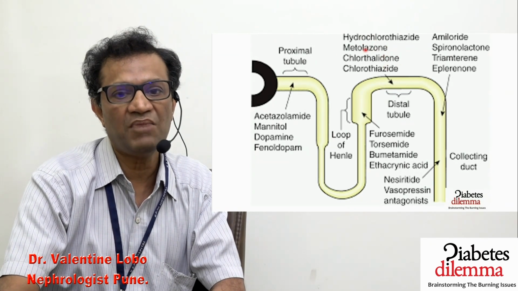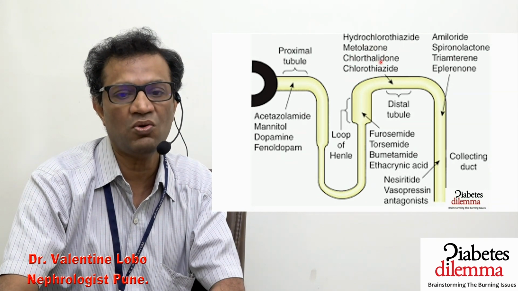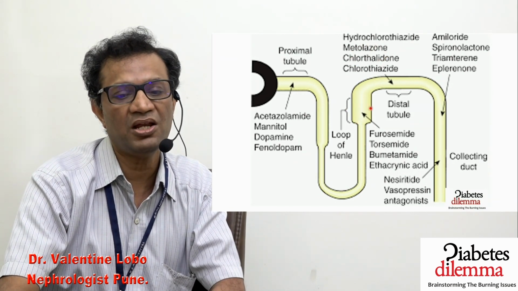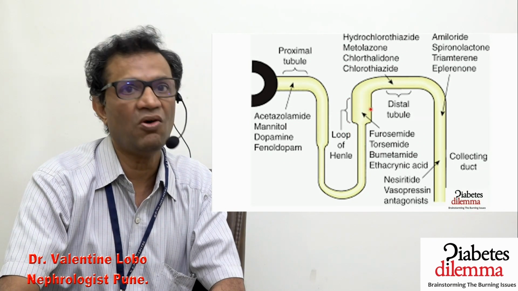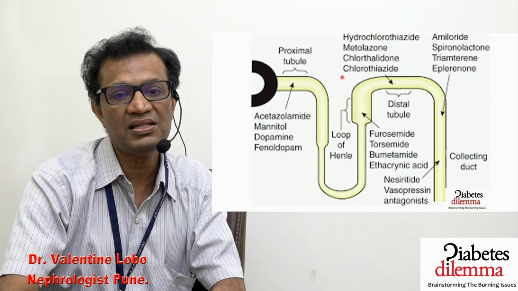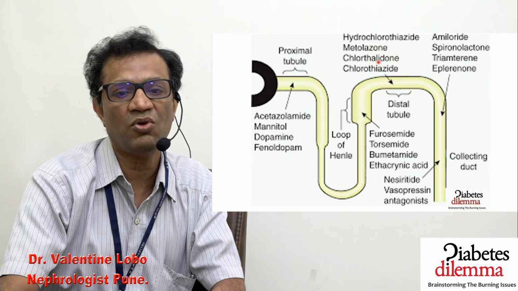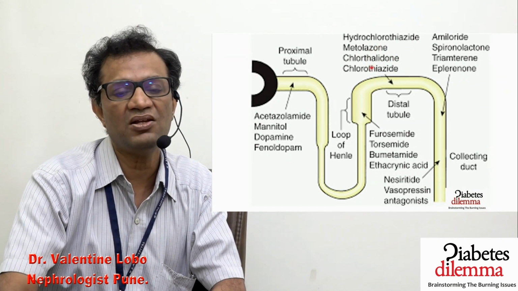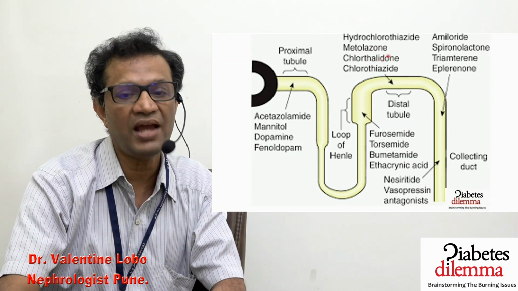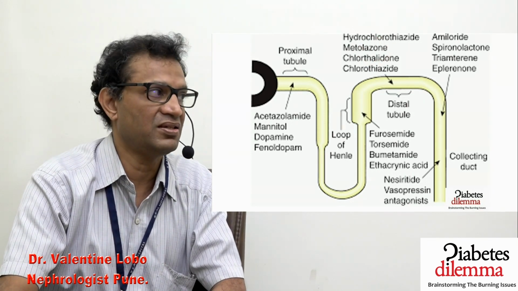Metolazone has some interesting properties. It is not a very powerful diuretic on its own, but it has a remarkable ability to potentiate the action of all the loop diuretics, and also it is the only drug in this class which can act in the presence of a falling GFR. It is active until a GFR of about 30, whereas most of the other thiazide diuretics and thiazide-like diuretics will lose their action in the presence of chronic kidney disease.